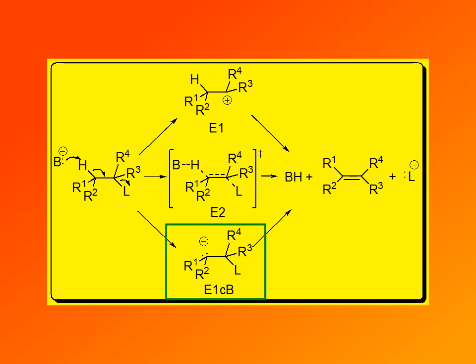Finally, E1CB, conjugate base unimolecular elimination, occurs in such a way that the base first removes the beta proton. That gives the intermediate carbanion as the initial intermediate. And then the free electron pair from the carbanion forms the carbon-carbon pi bond, and that forces the carbon-leaving group bond to break in the second step. And again, the product is the corresponding alkene. As you can see, all three mechanisms involve the same processes, the same bonds are broken and formed. The only difference is in the timing of the individual steps.